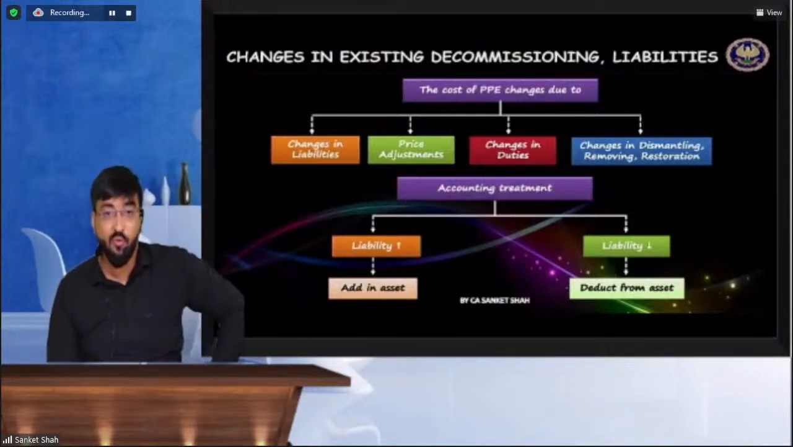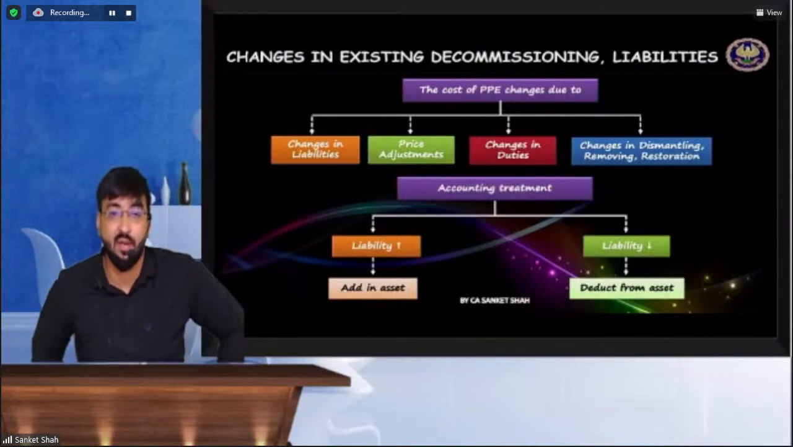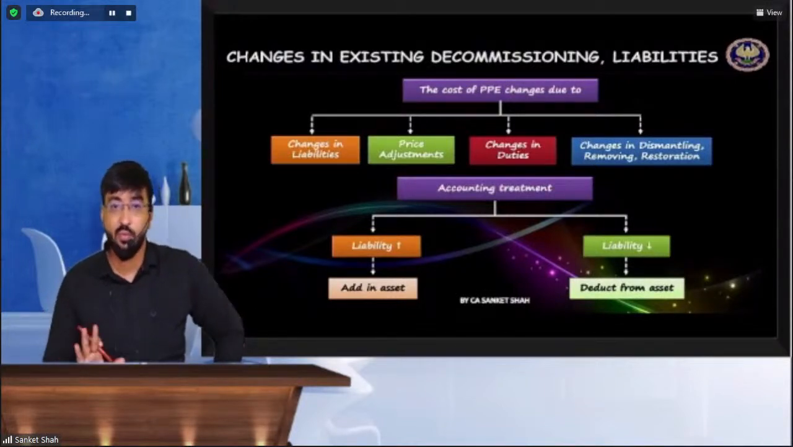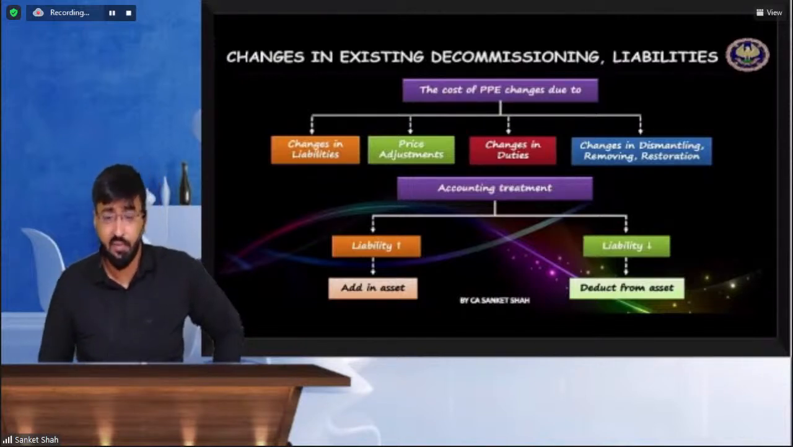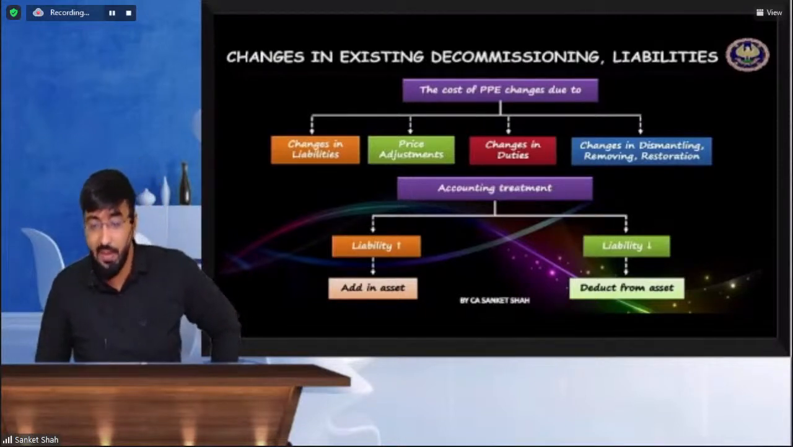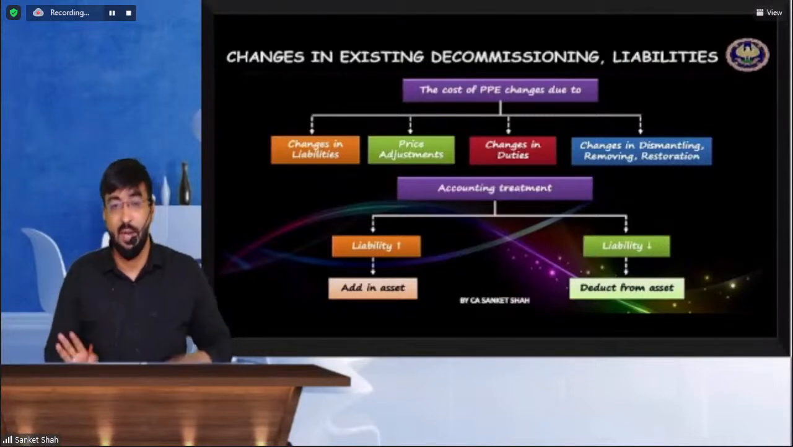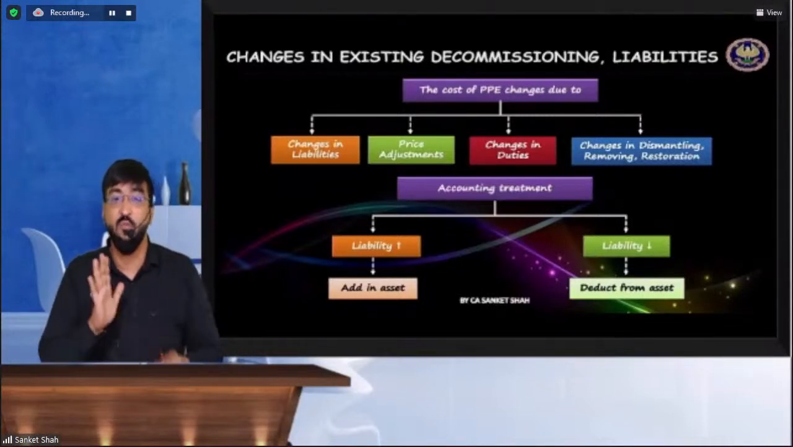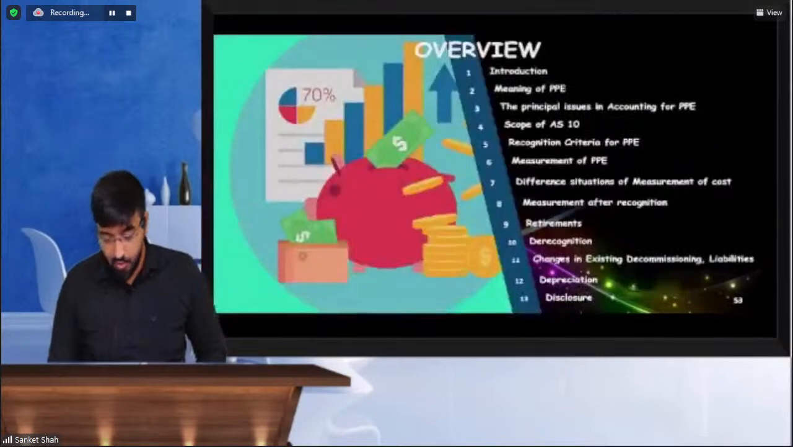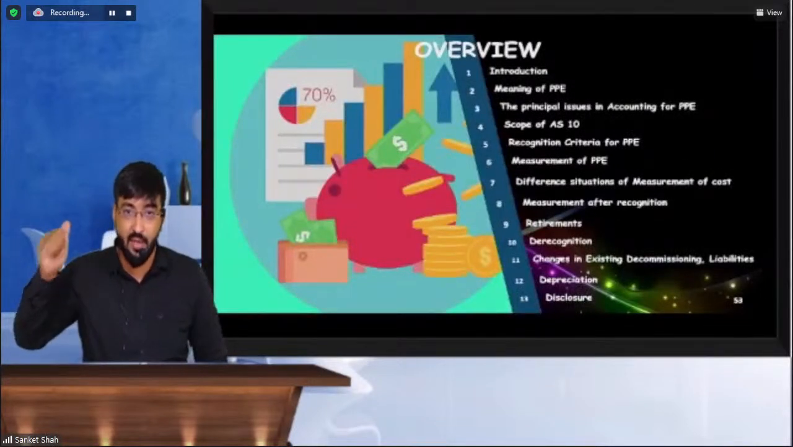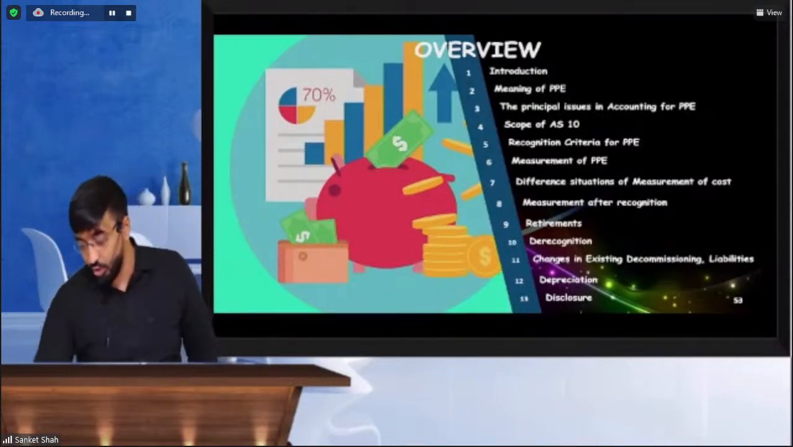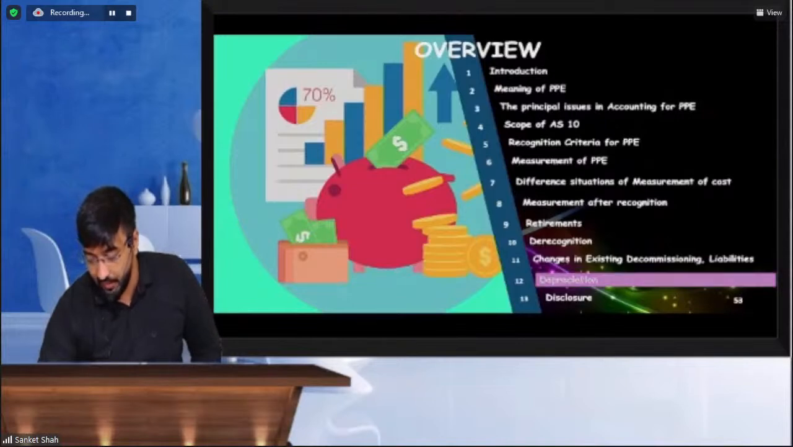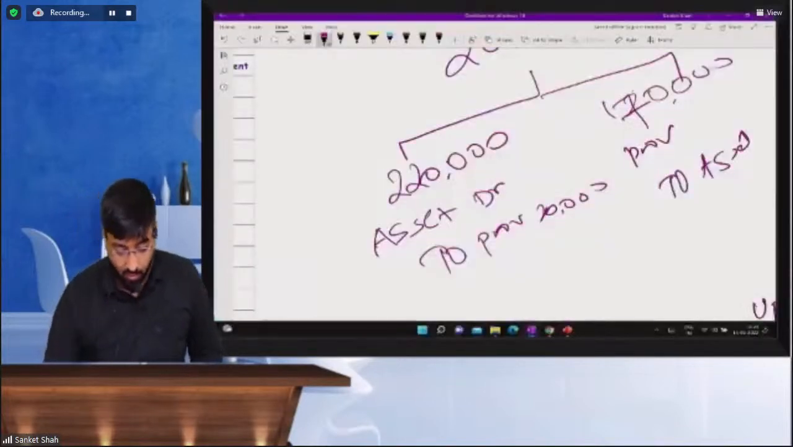So we have finished with part 1 of this accounting standard. In 30 minutes, we completed part 1, and in the next 30 minutes, we are going to finish the remaining part, that is the depreciation part. So beta, introduction we have completed, principal issues completed, scope completed, recognition. I will show you in the study material, so that will be easy for you.